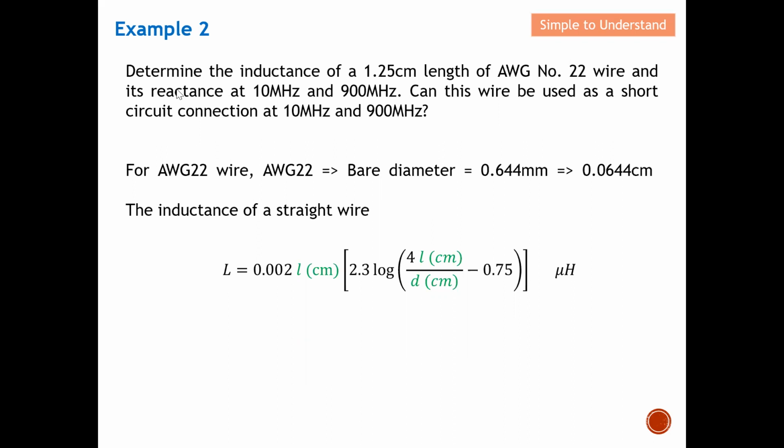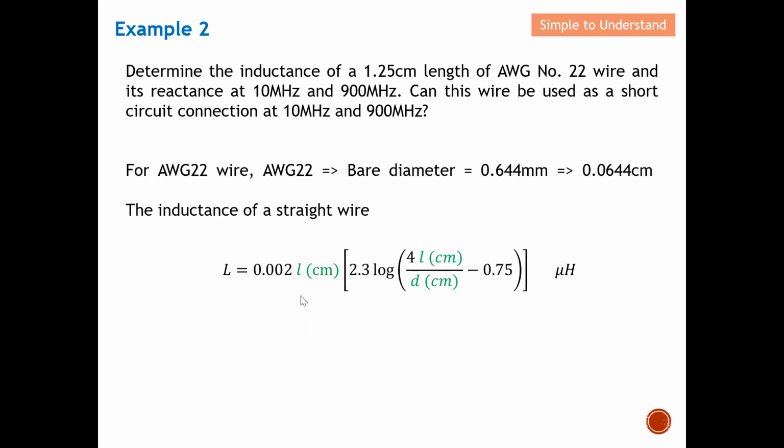I also need to know the reactance at 10 megahertz and also 900 megahertz. I need to determine whether this wire can be used as a short circuit connection at 10 megahertz and also at 900 megahertz. So this is what I need to calculate. I need to find the L value. Over here, this is what I have done earlier on.